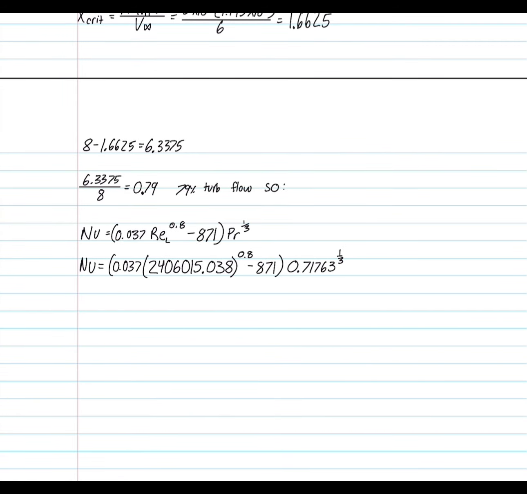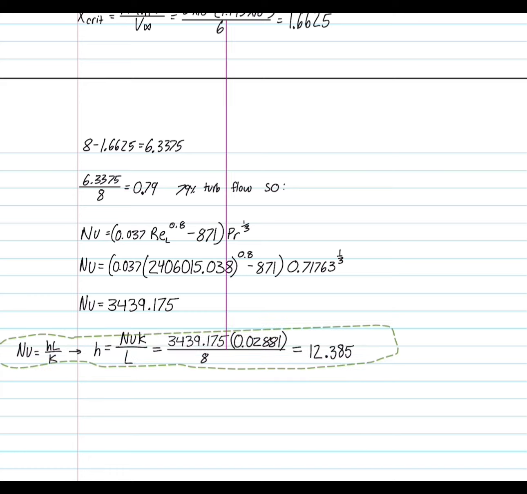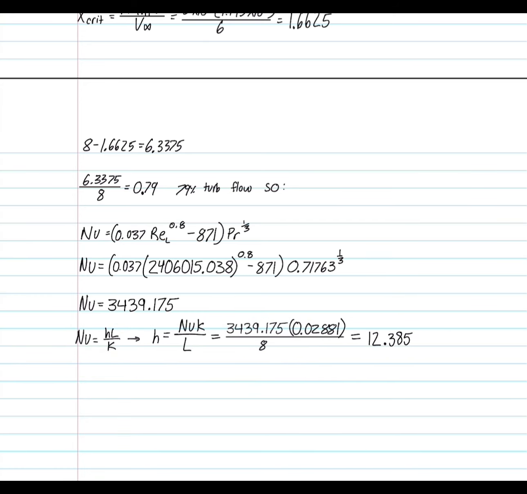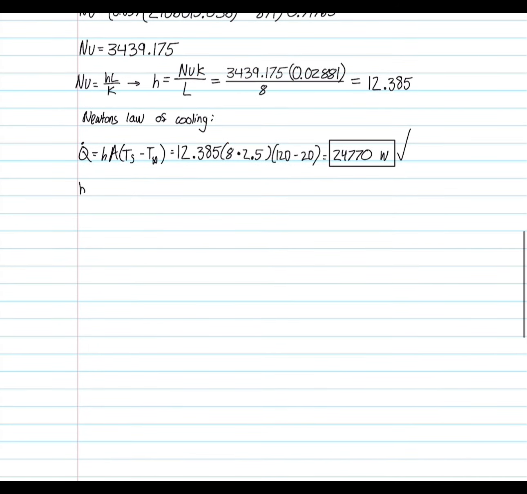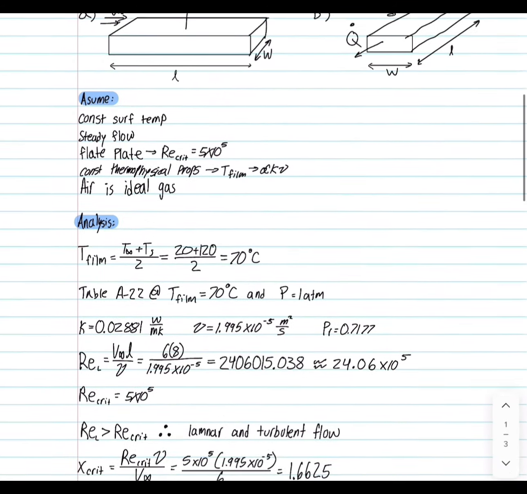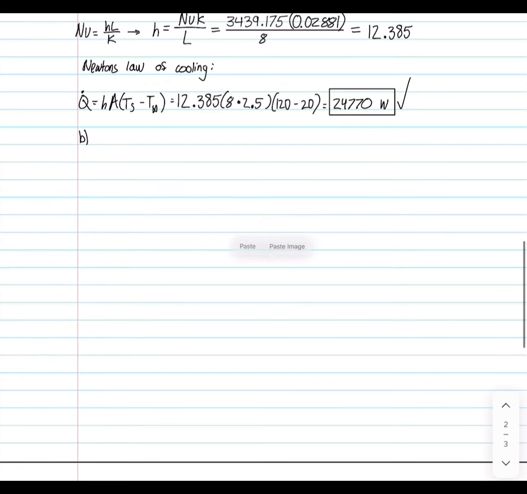And so plugging in the Reynolds number at the end of the plate, we get this value, and then we rearrange the Nusselt number equation for the heat transfer coefficient H and find that it's equal to 12.385. Then we can use H in Newton's law of cooling to find the rate of heat transfer when the flow is parallel to the 8 meter long side.